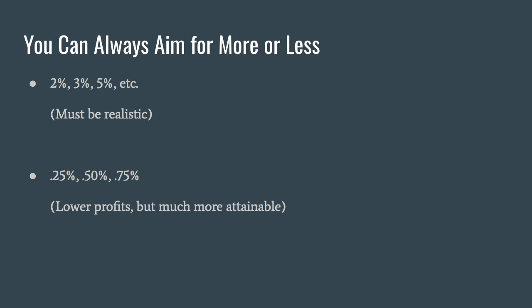But you can also aim for less. You can aim for 0.25, 0.50, 0.75%. Yeah, they're going to be lower profits, but they're much more attainable. And I just wanted to throw that in there because I wanted to let you know that you don't have to be at 1%. You could go higher or lower, but just make sure whatever you pick is right for you. Try it out. Try out maybe the higher ones. Try the lower ones. Whatever one fits you best, stick to that one.